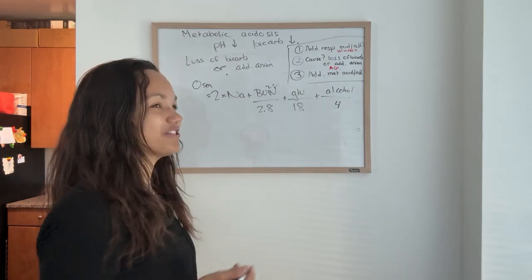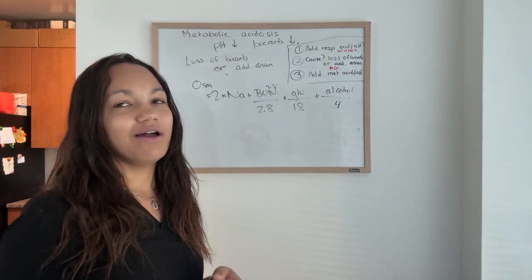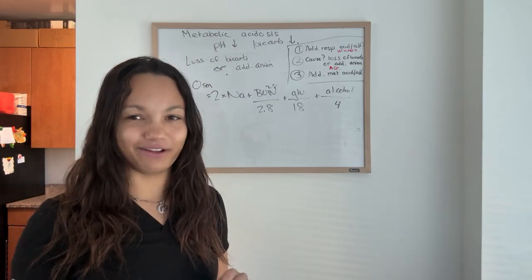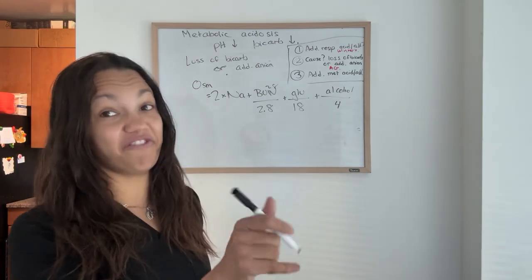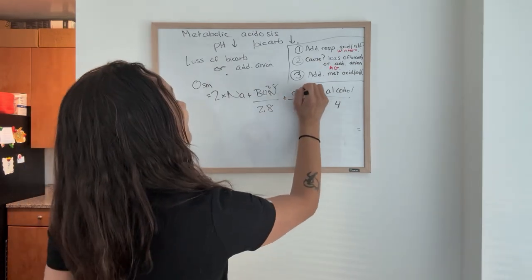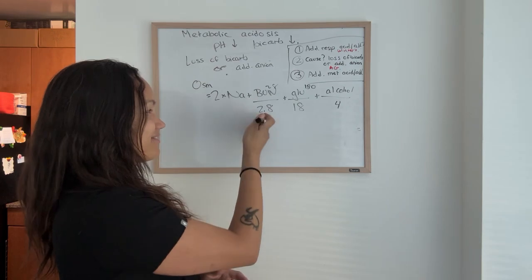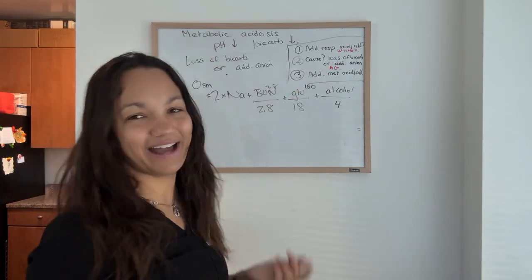Glucose, a normal glucose is like around 180. Okay, not normal. Inpatient maybe. Outpatient, you need to see a doctor if normally your glucose is around 180. You're maybe a little bit diabetic. So 28 divided by 2.8, 10. 180 divided by 18, 10. I don't know if that helps.